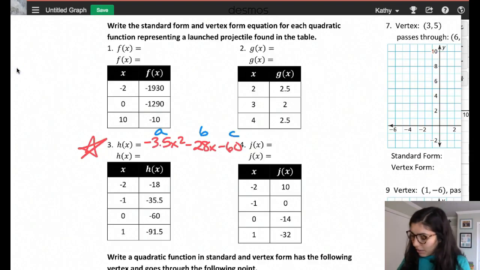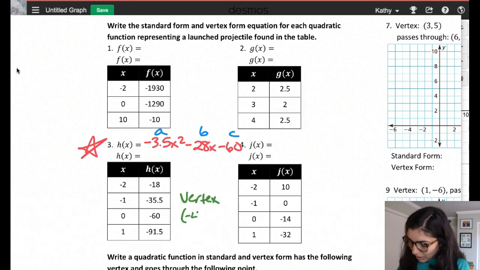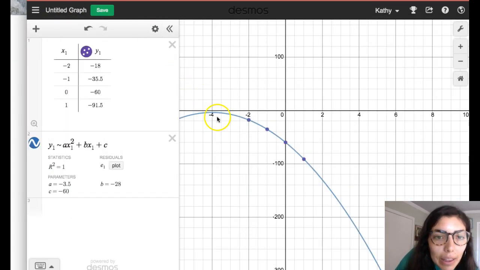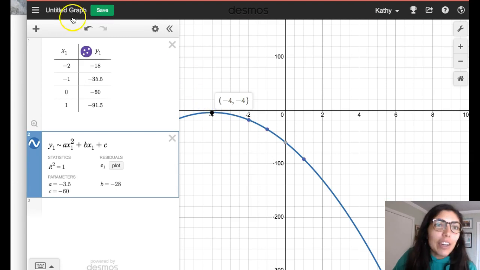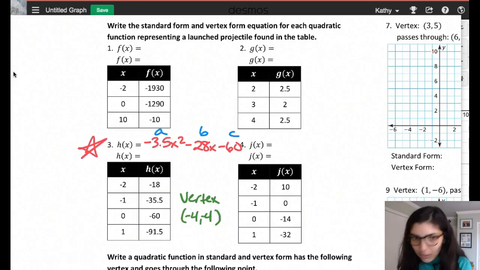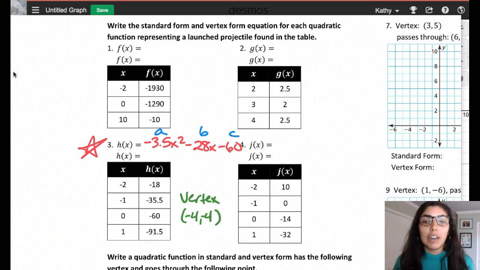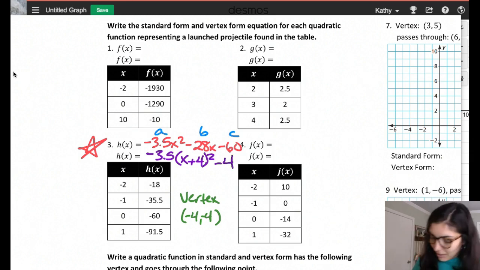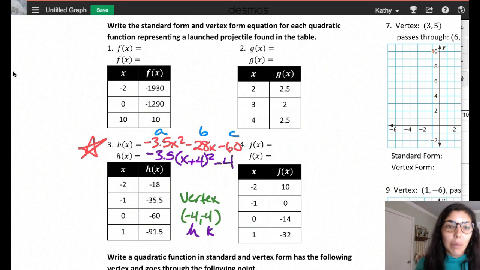And if I wanted to find vertex form, I just remember that when we looked at the graph, it told me the vertex was at negative 4. What was it at? Hold on. Negative 4, negative 4. Okay, yeah. Negative 4, negative 4. That was the vertex that Desmos told me was created by that regression line. So when I use the same A, negative 3.5, and then finish filling out vertex form using the opposite of h, comma k, from my vertex, I'm going to be done with vertex form.